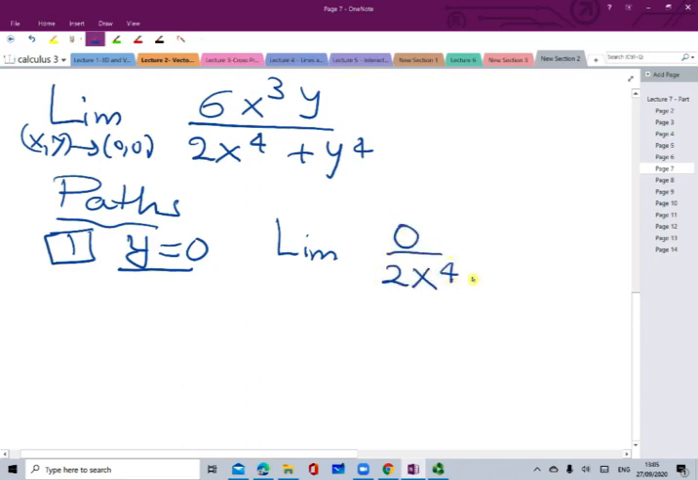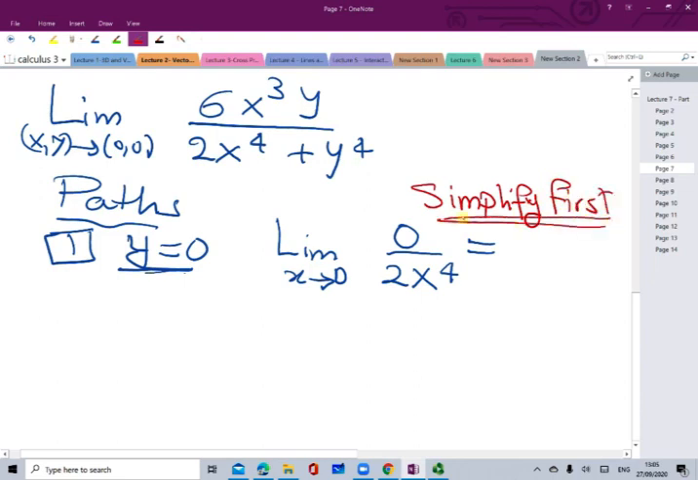Now I ended up with a function in only one variable, so by substituting y equals 0, I ended up with a limit in one variable x. Before continuing, I should remark that I should simplify first and then substitute with the limit. You should always simplify first. If I didn't simplify first, I would end up with 0 over 0, which is undefined, and I'm stuck. I didn't get a conclusion. I need to find a conclusion.